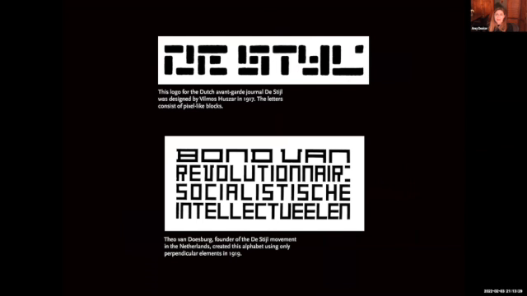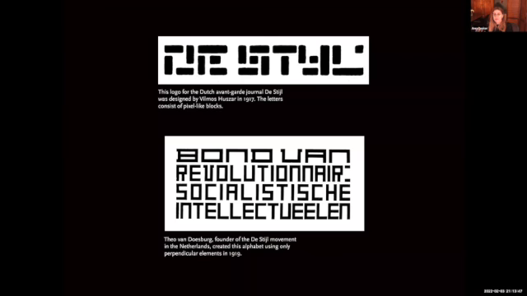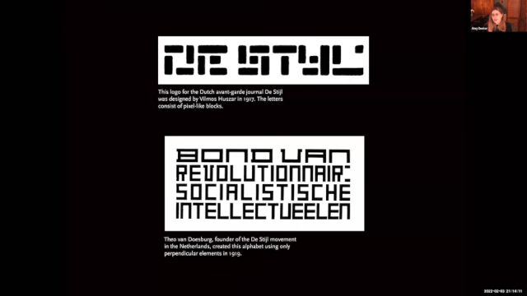And at the same time, we're also getting the Dutch avant-garde journal De Stijl designing this logo at the top here for 1917. The letters consist of pixel-like blocks. Don't they look like they could be for a modern video game? They feel very digital, yet this was done in 1917. And then below it, Theo van Doesburg, founder of the De Stijl movement, created this alphabet using only perpendicular elements in 1919. No angles. And again, this feels very modern and digital.